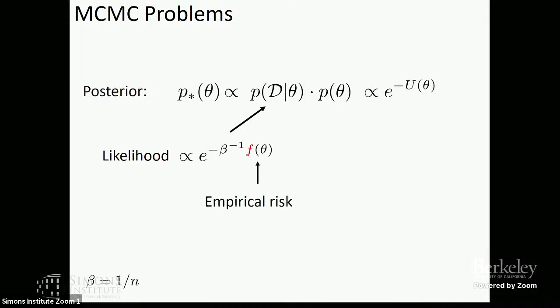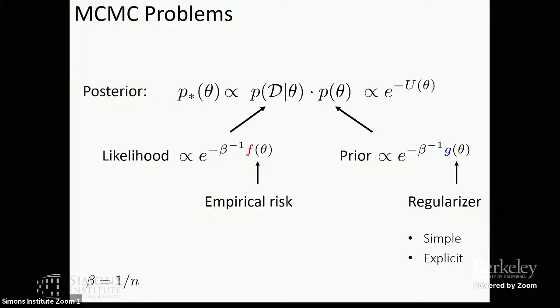Then this function becomes the empirical risk corresponding to the optimization literature. And the prior is e to the negative 1 over temperature times this regularizer. This regularizer is oftentimes simple and tractable, so that we can do all sorts of maneuvering with it. And the hard part is this empirical risk. So we mark this with a red color and mark the regularizer with a blue color so that it's benign.